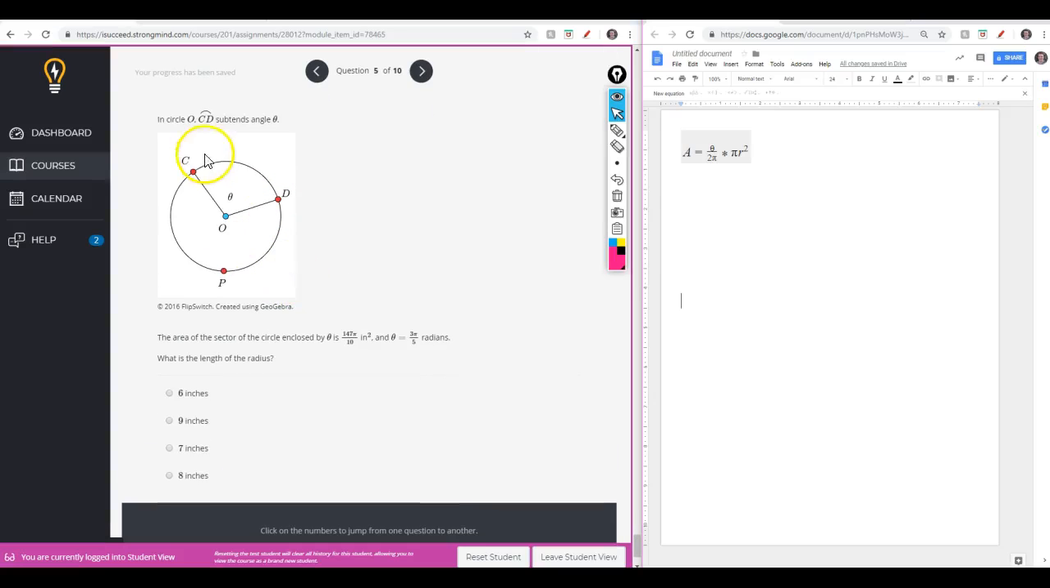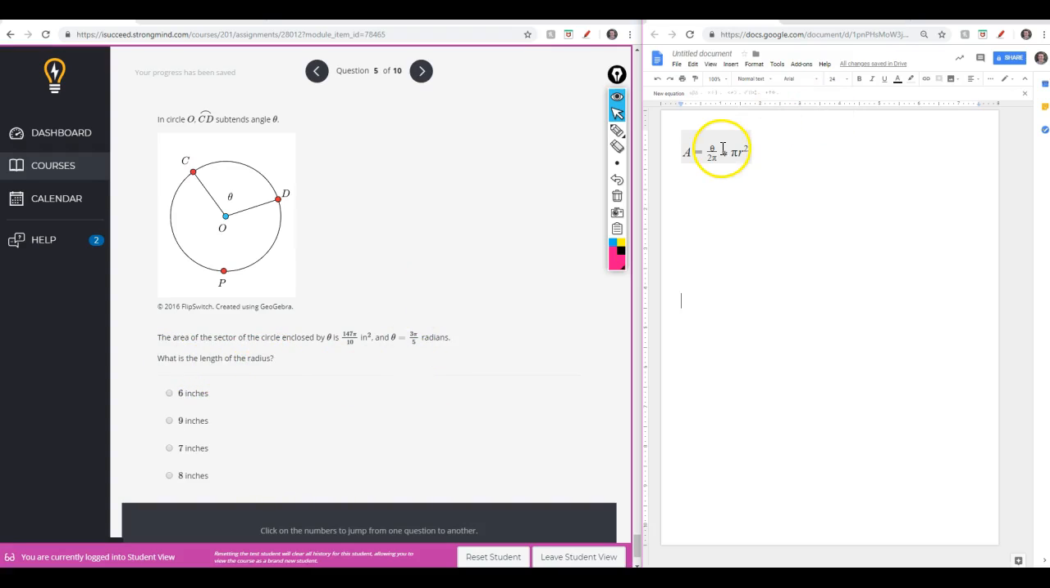Right, question 5. In circle O, arc CD subtends angle theta. The area of the sector of the circle enclosed by theta is 147 pi tenths inches squared, and theta is 3 pi fifths radians. What is the length of the radius?